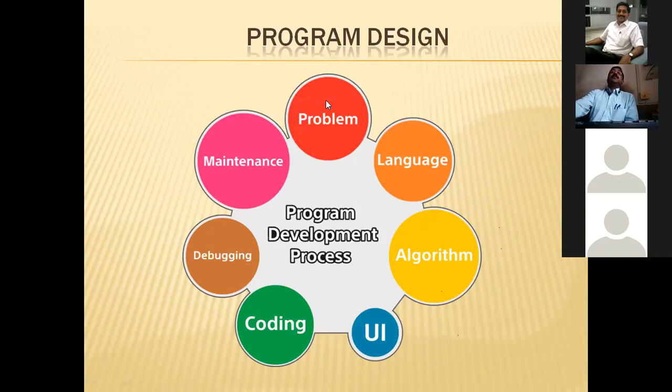First is a problem. We know what a problem is and how we can solve that problem. Now, in program design, we are learning that the problem is firstly specified. First, we have to define the problem. Then we have to select the correct language for it.